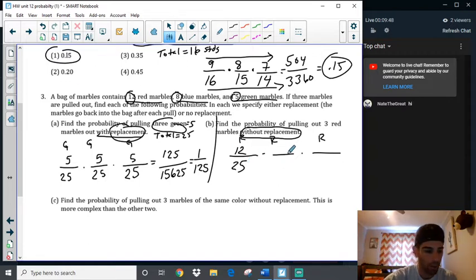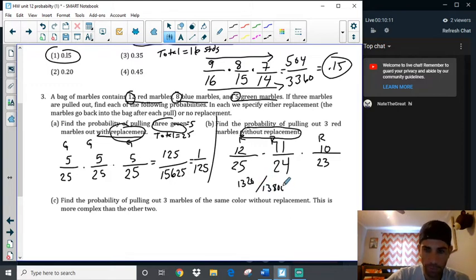That means when I go to pull another one out, there's only 11 left, and now since I took one out, it's going to be 24. Then over here, now there's only going to be 10 left, and then that's going to be 23. Multiply across, that's 1,320 over 13,800, and that ends up being 11 over 115. So there you go for point B.